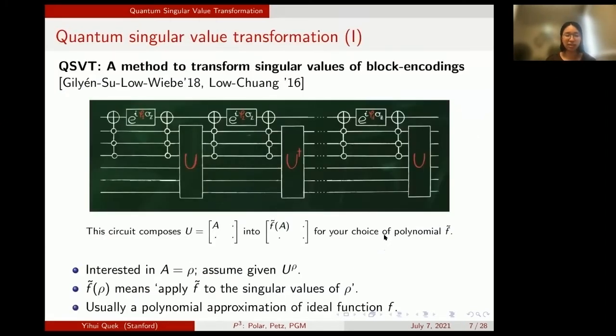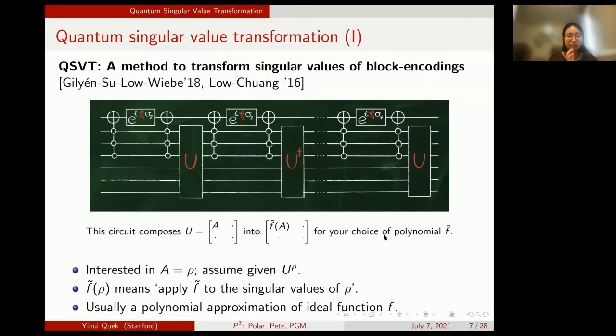Okay, so that's the first part. The second part is that not only can we create block encodings, we can also transform the singular values of block encodings. And the way we do this is with the circuit that is shown there. So this circuit is kind of like a black box. You tell the circuit what function you want to apply to the singular values of A, and this function has to be a polynomial. Then we can create a circuit that actually implements a new unitary U that is the original unitary U, but with this polynomial F tilde applied to A.